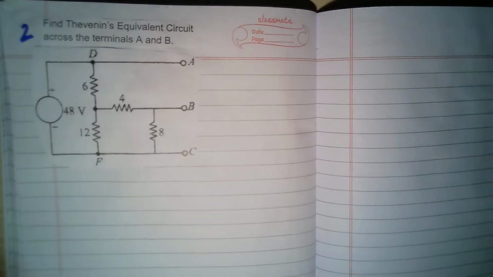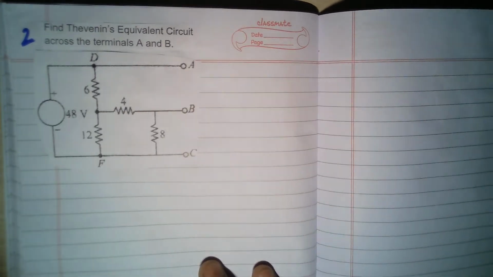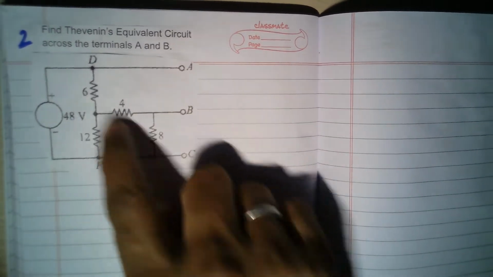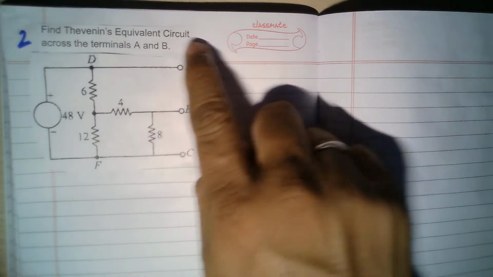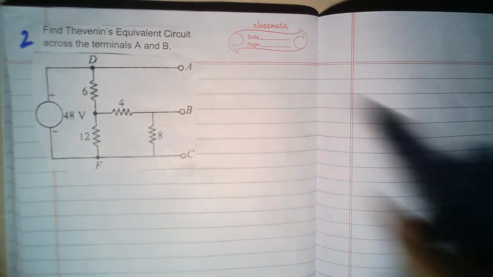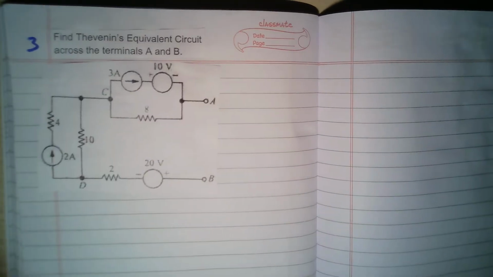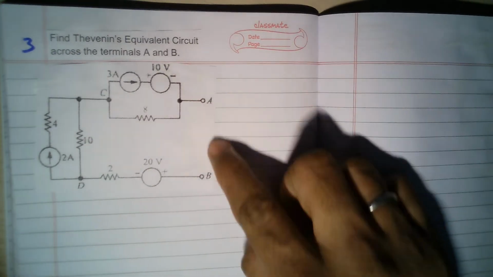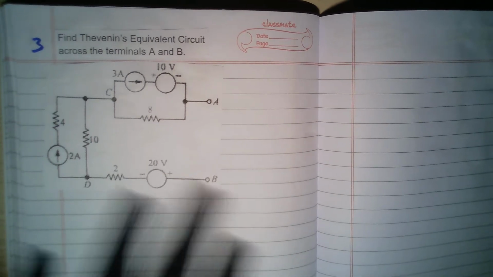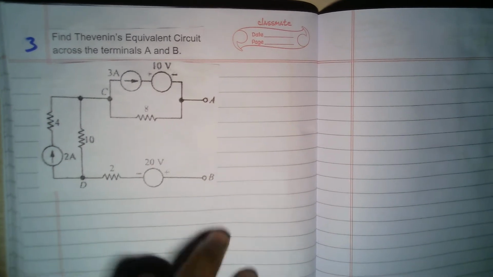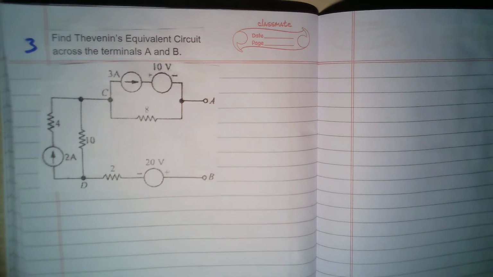Then one more problem I'm going to solve is this one. This is called the second one. In this also, although you may see A, B, C, D, F and all that, still find the Thevenin's equivalent circuit across terminals A and B. The third problem I'm going to solve is this one. Find the Thevenin's equivalent circuit across A and B. Again, the data is same, just the circuit is different. The problem statement is same.